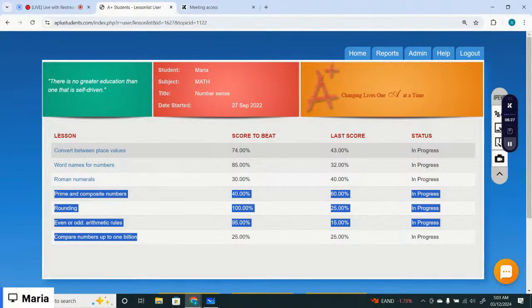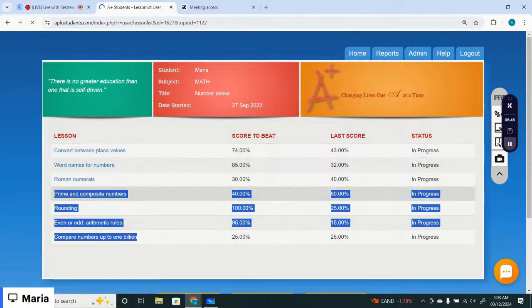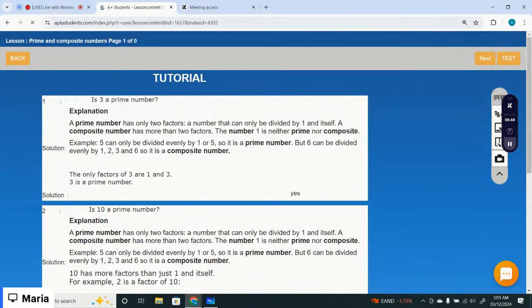Here I am on grade 4 math. Let's just start with the chapter lesson number sense. Let's just start with the lesson prime and composite numbers. Is 3 a prime number? So let's just learn what are the prime numbers.